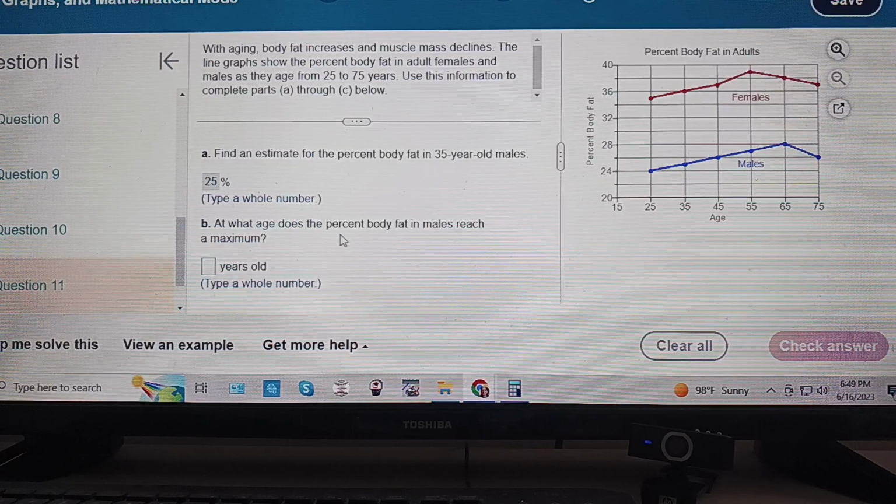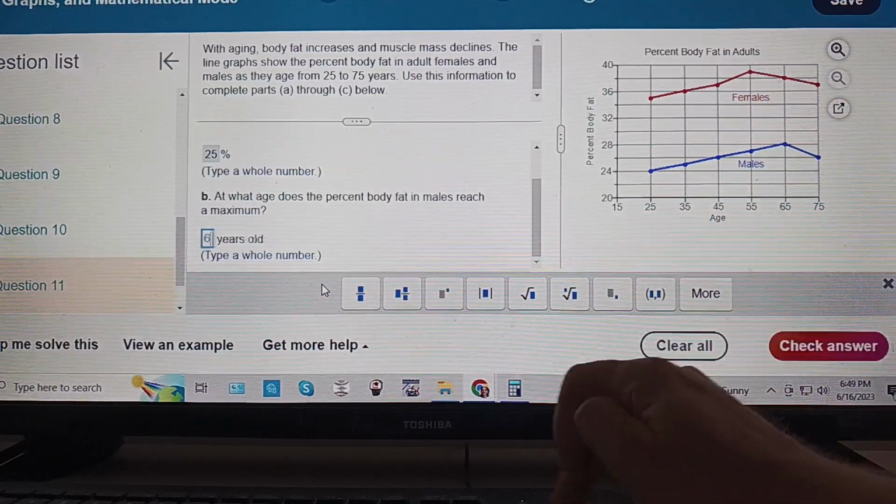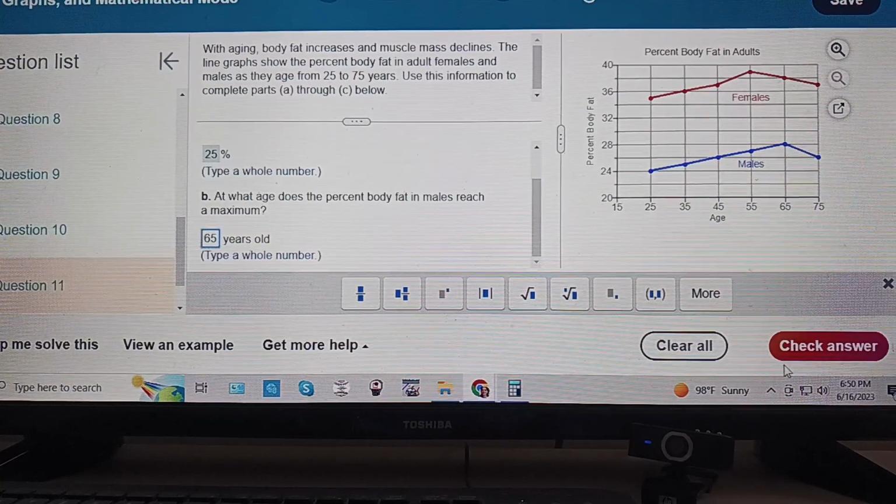At what age does the percent body fat in males reach a maximum? So the maximum is the highest point of the graph right up here. And that's 28% for the fat, but it's 65 for the age. They might ask for either one. Here they're asking for the age. What age does it happen at? So the highest point is right there, and the age that occurs is 65. So apparently males get fatter and fatter until they're 65 years old, then it starts declining.